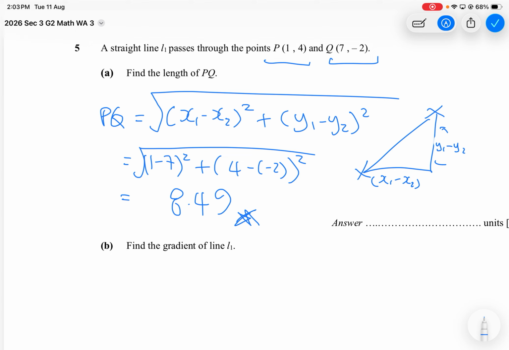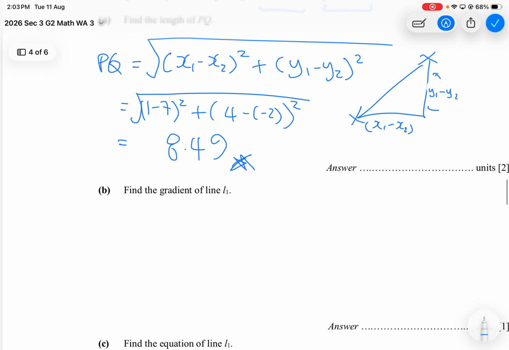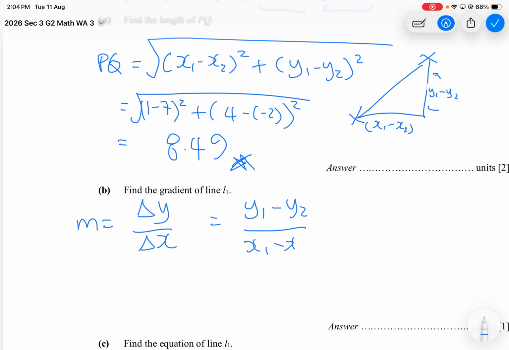Gradient. Again, they give you 2 points, they give you all the coordinates, and just ask you to find gradient. This is again an easy question. Easy question, must be able to get it. Gradient is always difference in y over difference in x. Vertical first, divide by horizontal. y1 minus y2, x1 minus x2.